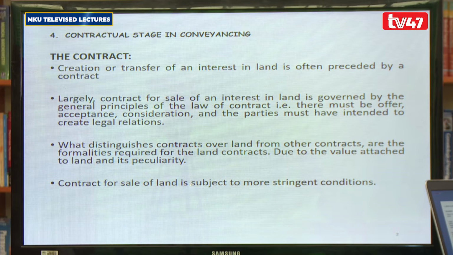The pre-contract stage basically is what students of law should understand as the due diligence stage, or in common language it is known as the searches. What distinguishes contracts for sale of land and many other contracts is because land is a special subject that is also transferred in a very special way. There are stringent conditions that must be complied with when the advocate is preparing the contract for the transfer of land.